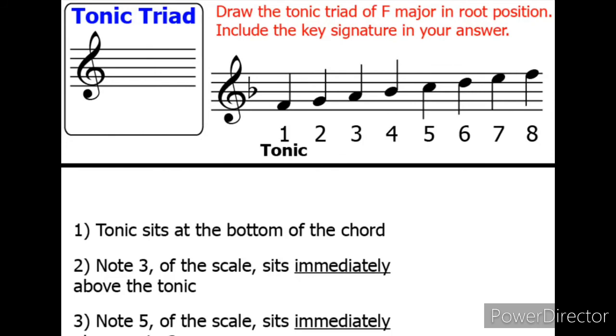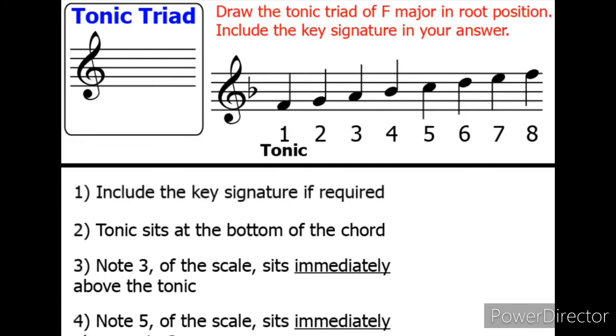Now, I'm not going to explain all the rules about key signatures in this video. If you need to, have a look at my other videos about key signatures. But we do need to add another step in our instruction list to ensure we tackle the question properly. I've added include the key signature if required. So straight away we pop in the key signature of F major, 1 flat, the B flat, onto the tonic triad. Step 1, complete.